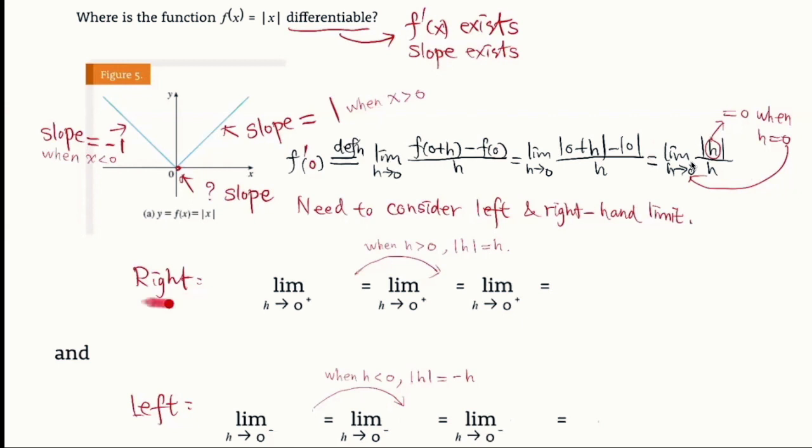Let's look at the right hand limit here, as h approaches 0 from the right. When h is approaching 0 from the right, h will be greater than 0, so the absolute value of h is equal to h. So we can just remove the absolute value and it becomes h over h, which is just 1. The limit of 1 is just 1. So the right hand limit is 1.